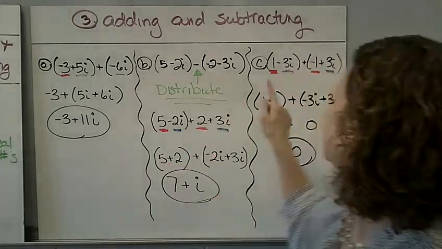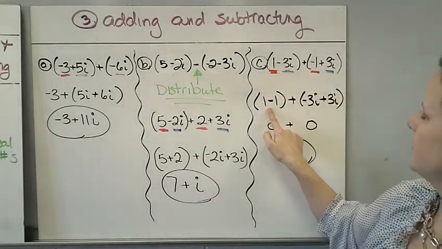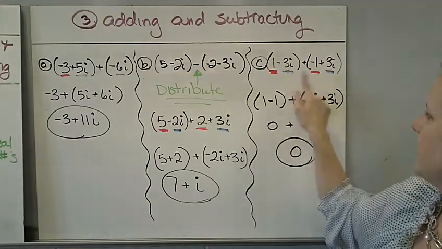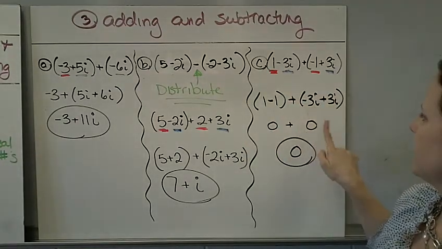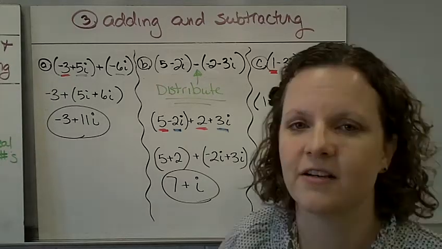Last example. Okay, collect your real parts. 1 minus 1 is 0, and your imaginary parts. Negative 3i, positive 3i is 0. So you can actually have 0 for an answer.